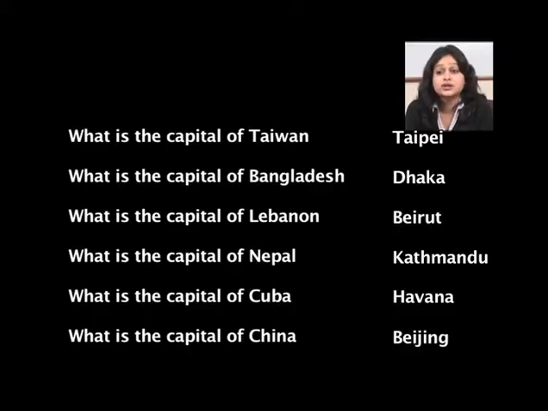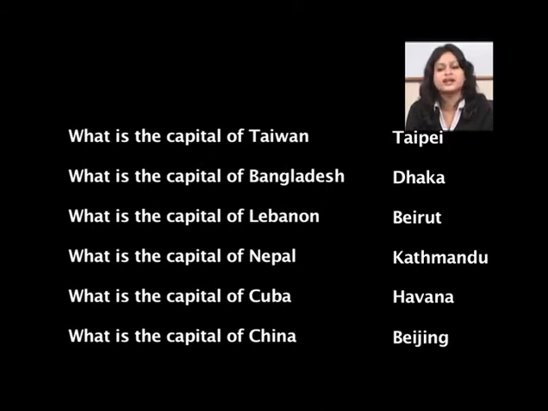What is the capital of Taiwan? Yes. All right, it is Taipei. Next, what is the capital of Bangladesh? It is Dhaka. Next, what is the capital of Lebanon? It is, you guessed it right, Beirut. Moving on, what is the capital of Nepal? Right, it is Kathmandu.